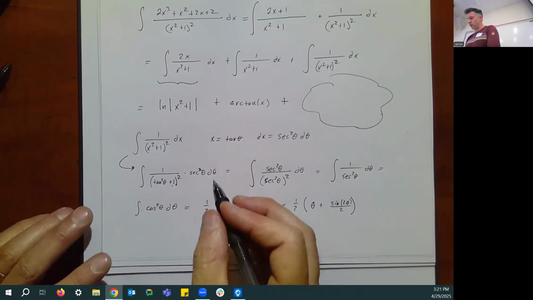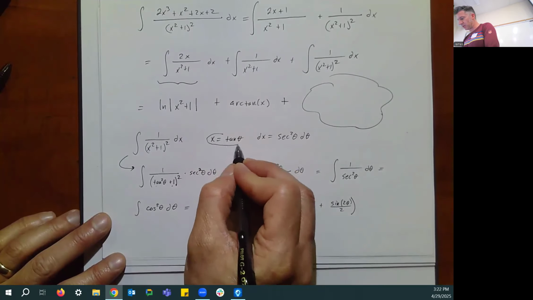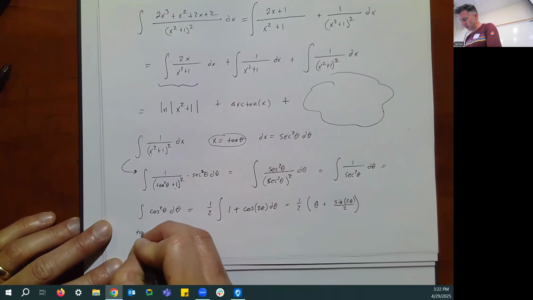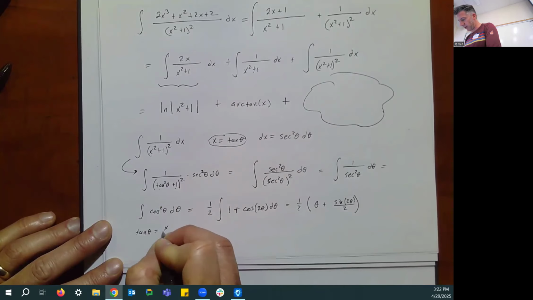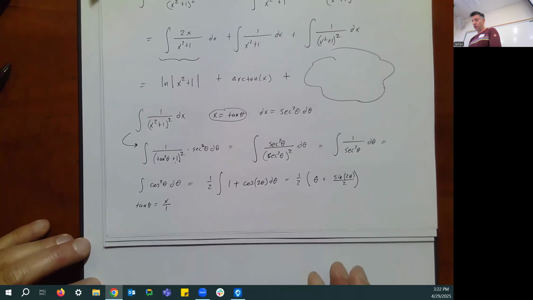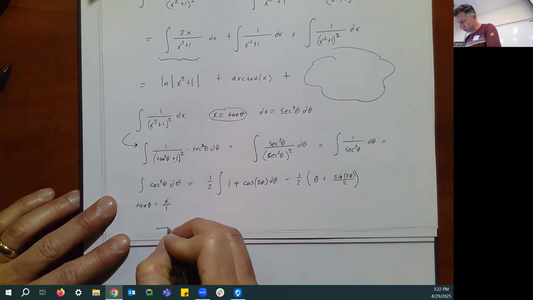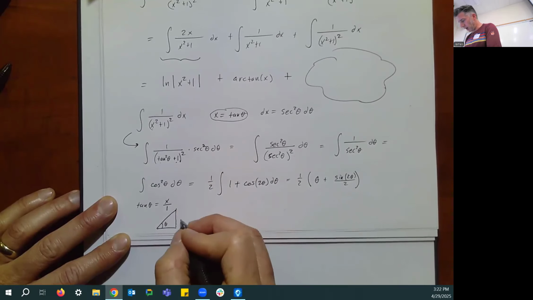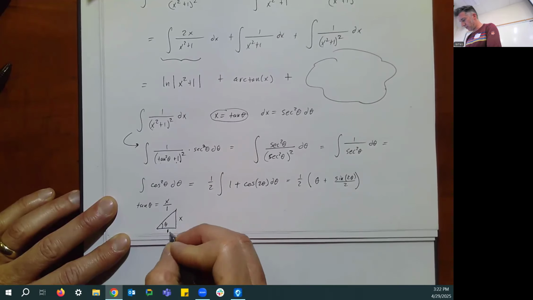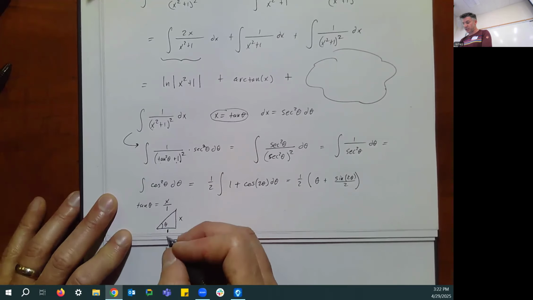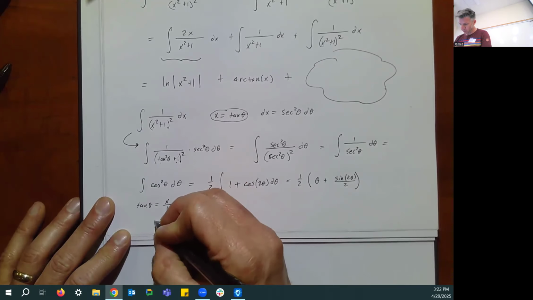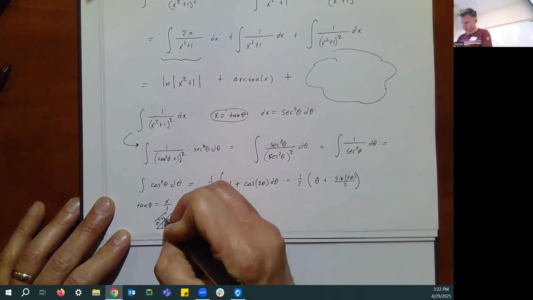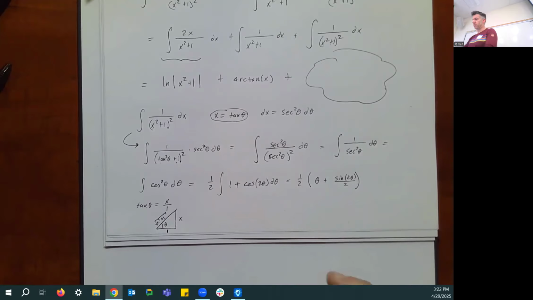And if you look back at what made us do this in the first place, x equal to tangent theta, what we're really saying there is tangent of theta is equal to x divided by 1. So we draw our little triangle. The opposite side is x, the adjacent side is 1 because tangent is the opposite divided by the adjacent, and the hypotenuse will be the square root of x squared plus 1. Sorry, it looks very small.